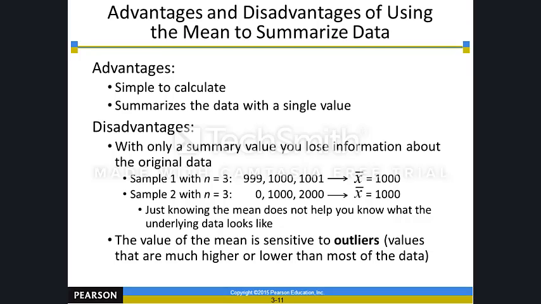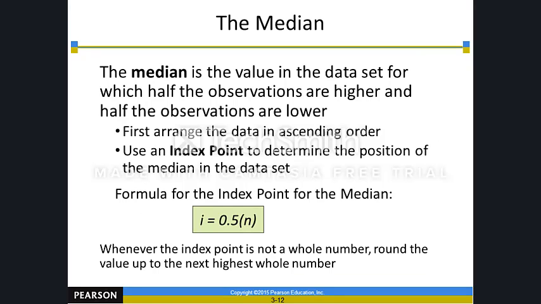Also, when we use the mean, we lose some information about the original data. So the next measure we'll look at is the median. Median basically means what? The middle value. So median is the value in the data set for which half of the observations are higher and half of the observations are lower. Technically, it is the value in the middle of your data set.